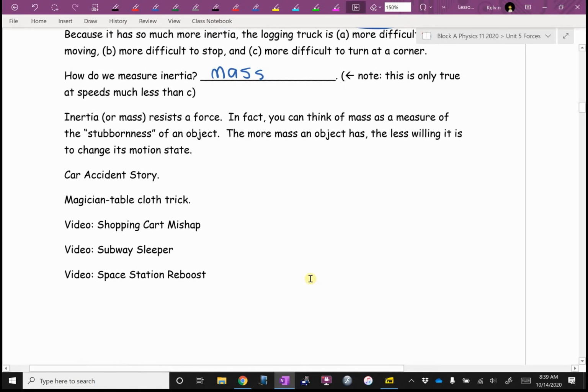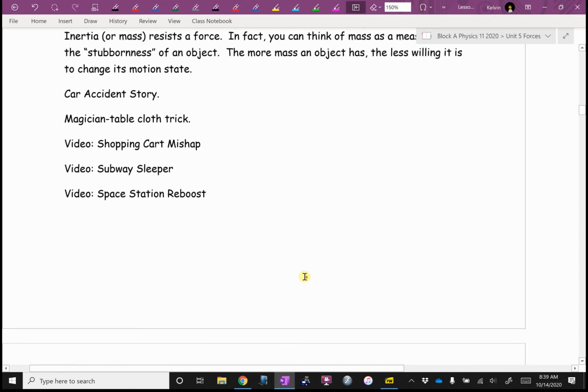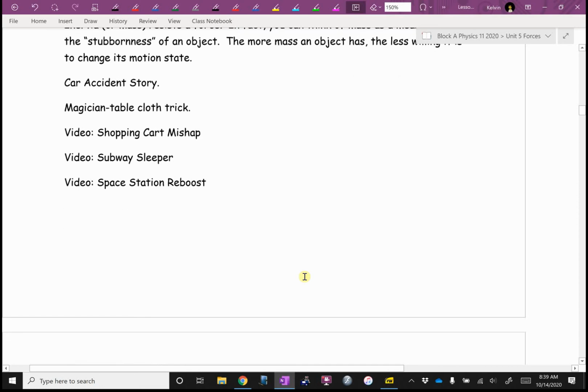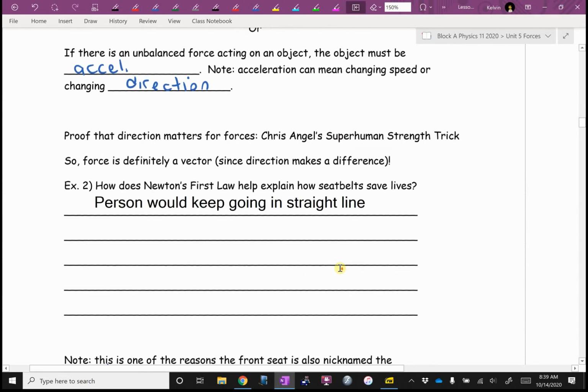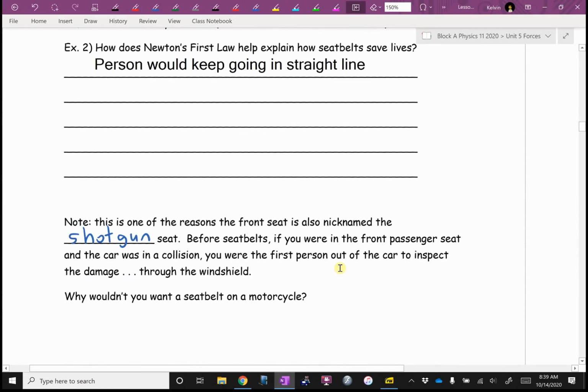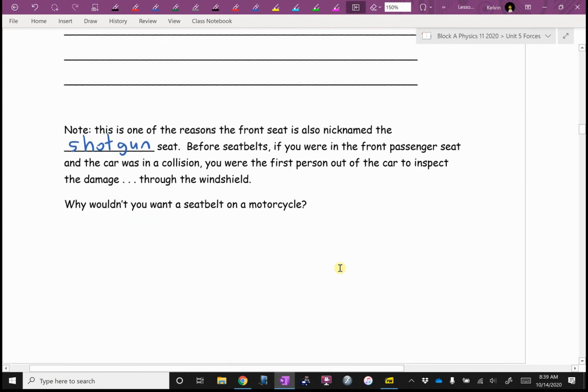Told you my car accident story, yes? I did, I can't remember who I picked. I think it was Aiden for the magician tablecloth trick. Yes, good. And we looked at the space station. We looked at the subway sleeper. I think I did Chris Angel's little magic trick to show you that force is a vector.